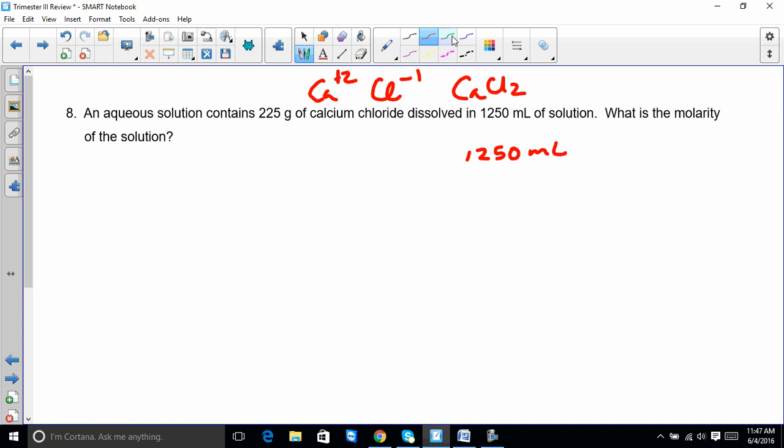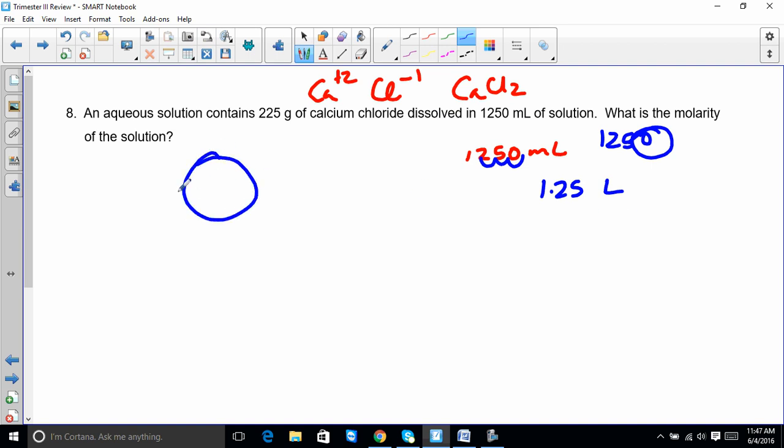Is it in liters? Nope. It's in milliliters: 1, 2, 3. So the first thing, 1.250 liters, 1.25 liters. Now remember, these zeros are not significant. It's not a final zero after the decimal point, it's not a sandwich zero. So this has 3, this has 3.